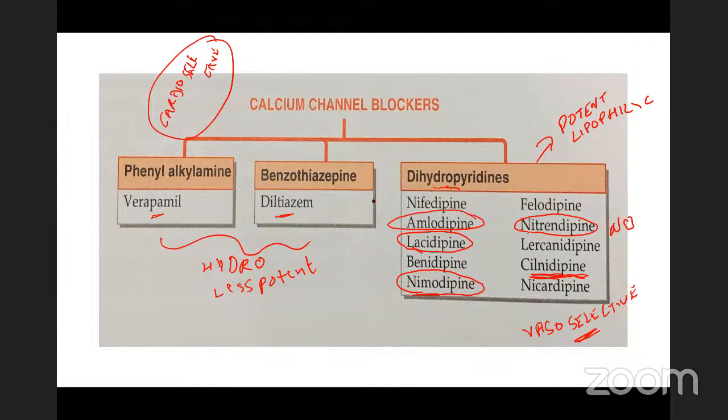Amlodipine is a longer acting drug, and the most commonly used antihypertensive. Verapamil and diltiazem are mostly cardioselective. We'll discuss in detail what the uses of these drugs are. So what are the adverse effects? Mainly these drugs produce ankle edema. Why ankle edema?